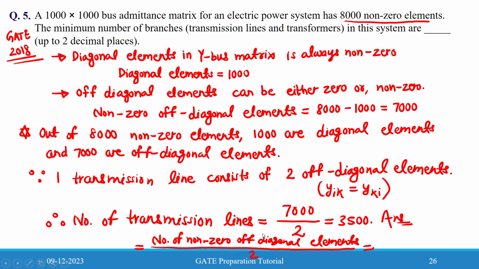Yes, sir. That is the only thing. First, you have to find the number of non-zero off diagonal elements, and after dividing it by 2, you will get the number of transmission lines.